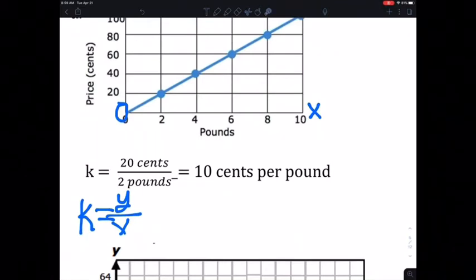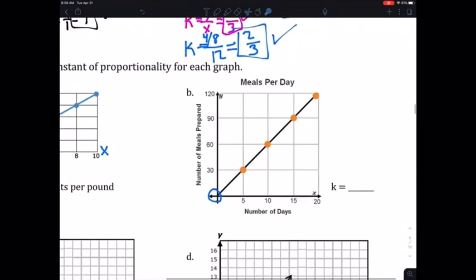Where is it? There it is. They're using this example here, 20 cents, which is off of my y, right? Because part of my formula matches with which x? What matches with my 2? Well, what's 20 divided by 2? 10 cents per pound. That's my constant of proportionality. Okay, let's try one on our own over here.